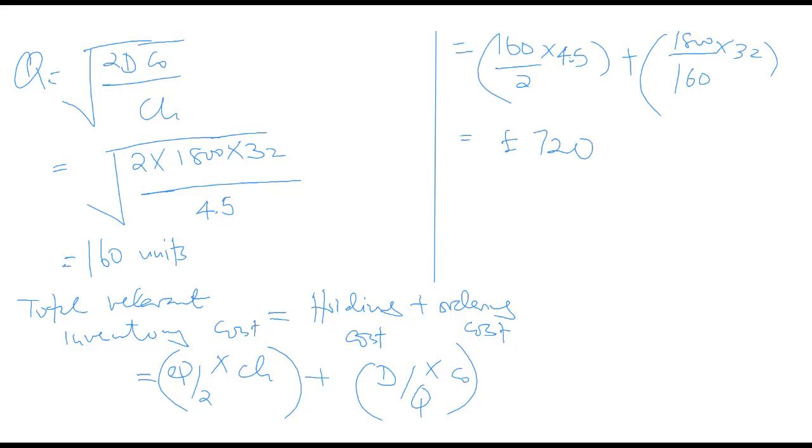The 720 pounds here is the relevant part of the cost. We didn't include the purchase cost. Why? Because it doesn't help us in making a decision. There are no discounts the company is receiving based on the Q. As per the information we have so far, there are no discounts. Therefore, the purchase cost is irrelevant. It is fixed. It does not matter.